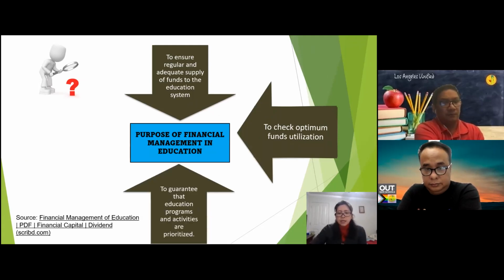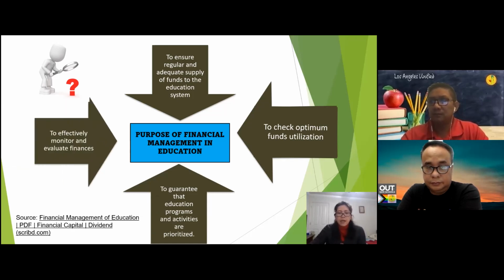Through financial management, there is a check and balance if funds are utilized properly. And then number three, to guarantee that education programs and activities are prioritized, making sure that the important programs are being funded. And number four, to effectively monitor and evaluate finances. There is, again, check and balance and control. And it's really important that there is monitoring and evaluating if these finances are used effectively.